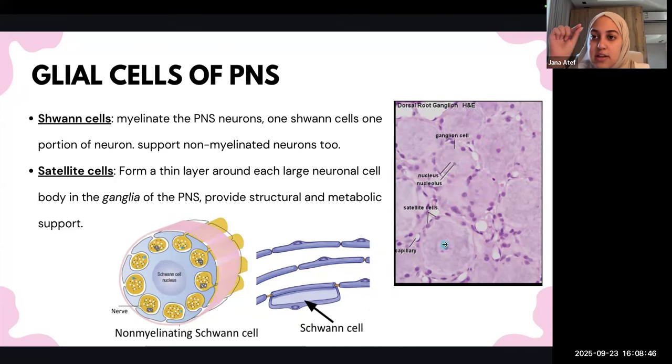You remember the neuron itself has its nucleus in the center, and on the periphery, what does this remind you of? It reminds you of astrocytes, right? So this is very similar to astrocytes, but it's found in the PNS, okay? So you have a neuron and the ganglia. What is a ganglia, by the way? I don't know if you guys know what ganglia is.